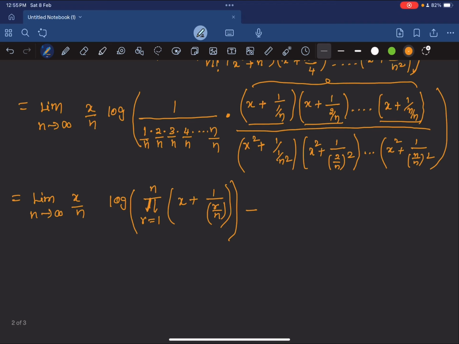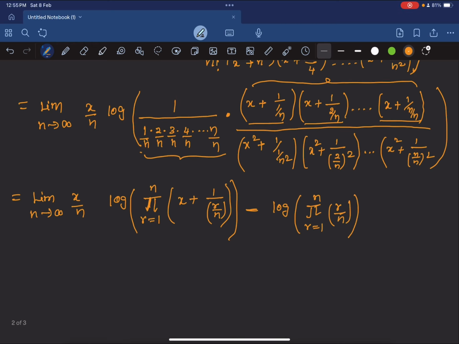Now minus logarithm of this particular term. Log of, similarly, I'll write pi, r runs from 1 to n, r upon n. If you put r is equal to 1, you'll get 1 upon n. If you put r is equal to 2, you'll get 2 upon n. If you put r equal to 3, 3 upon n. And likewise, you'll get n upon n when you put r is equal to n. And this pi represents product again.